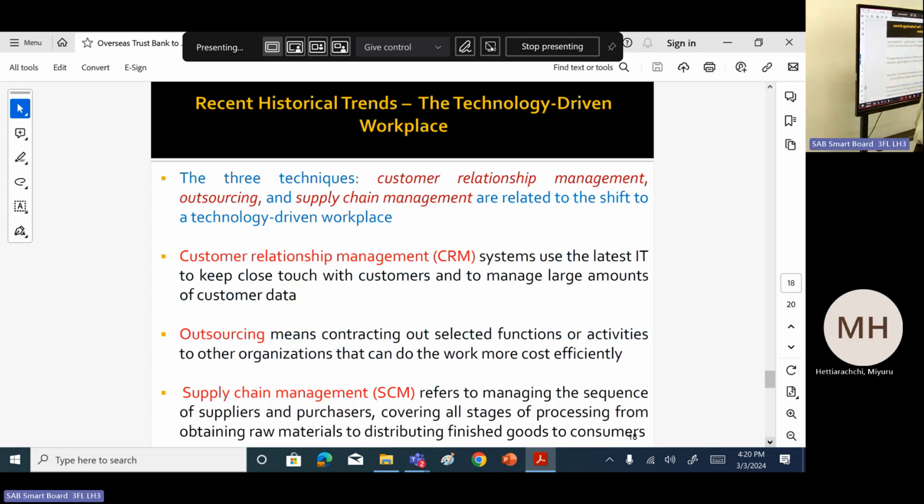This is the technology-driven workplace. Here we should identify these, which are also familiar to you: customer relationship management, supplier relationship management, outsourcing. Those are highly practiced by modern businesses. Even TQM-oriented organizations should practice these: customer relationship management, supplier relations, outsourcing.